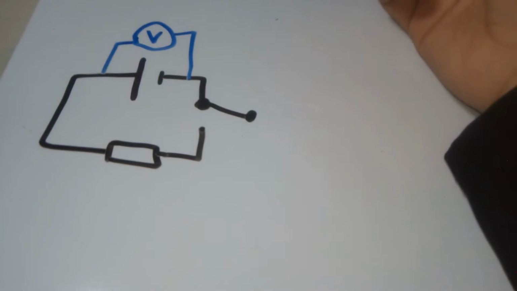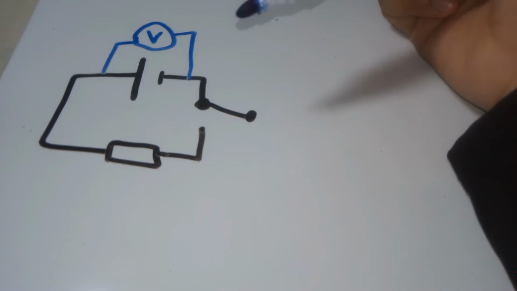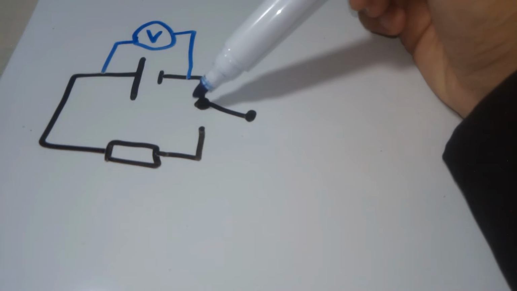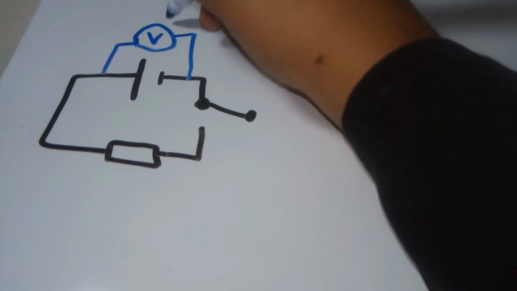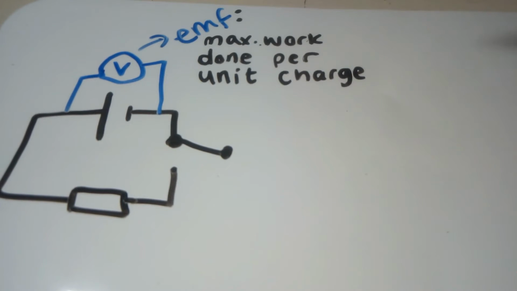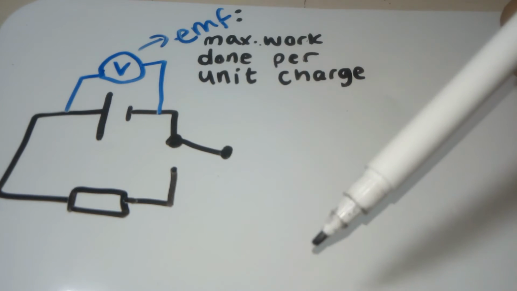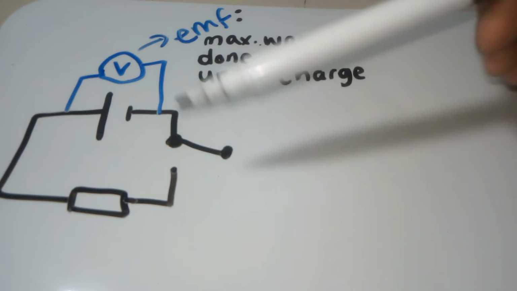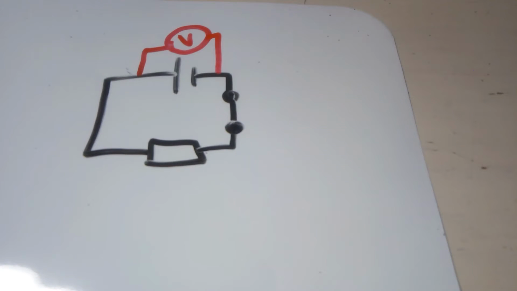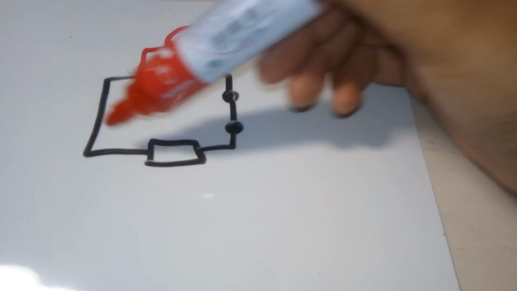Now, if I had a voltmeter connected across the terminals of a battery, or in other words, if I had a voltmeter connected in an open circuit, the reading of this voltmeter will be the EMF. And the EMF is the maximum work done per unit charge, which is the same as saying that it is the work done or the energy transferred to every charge before charges are actually flowing, or while no charge is flowing or moving in the circuit. That is your EMF.